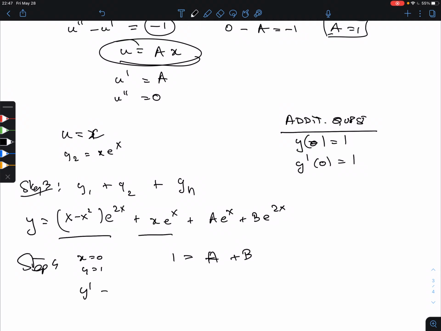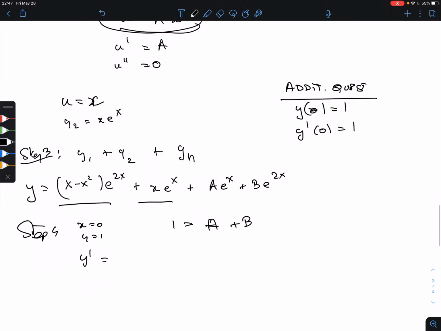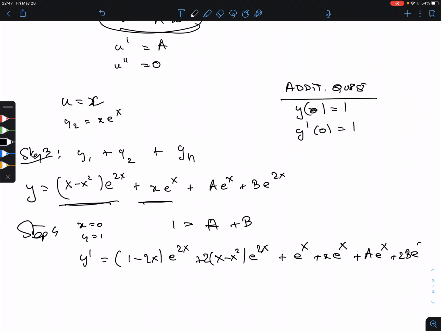But we need y prime, and that of course is now a little bit of work. The derivative of the first one here is 1 minus 2x times e to the 2x plus x minus x squared times e to the 2x times 2. There's a 2 here from the derivative of e to the 2x. The derivative of this term is e to the x plus x e to the x, and the derivative of that term is a e to the x plus 2b e to the 2x. And now we plug in 0.